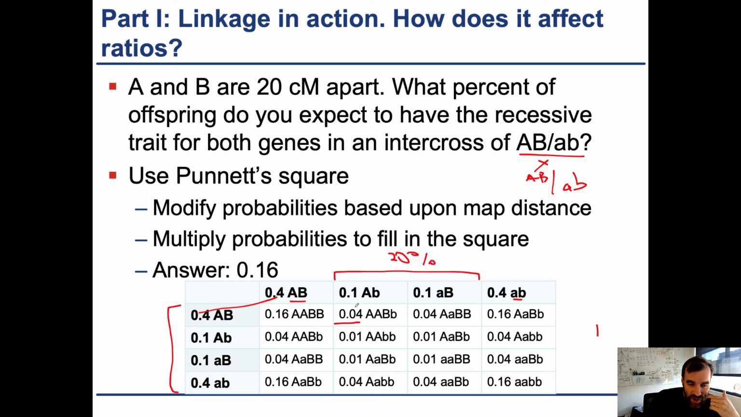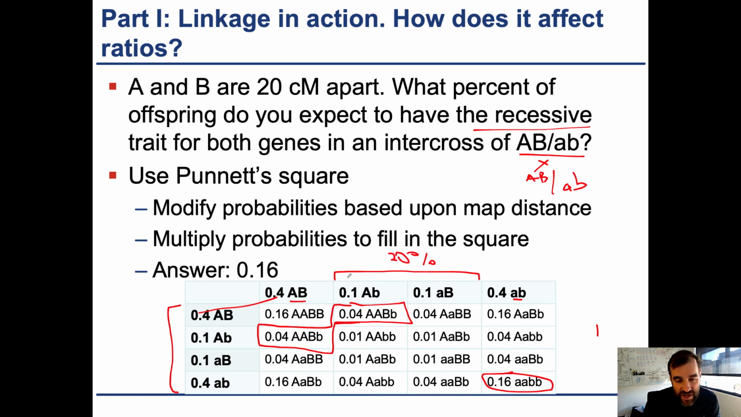And then, if you wanted to figure out the frequencies of a genotype, you would simply group together those that share the same genotype. So the question that we asked: what would have the recessive trait for both genes? We're interested in this part of the square right here. And so the answer is 16% of the time.